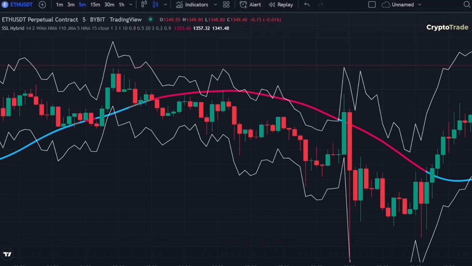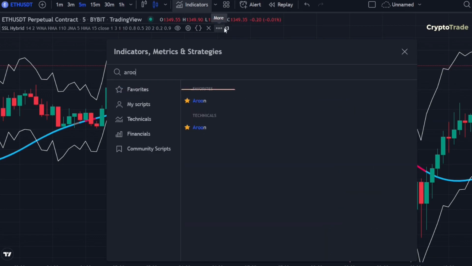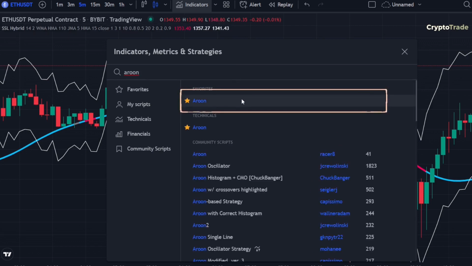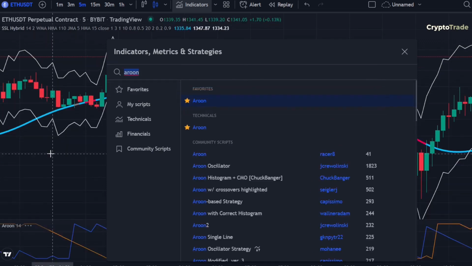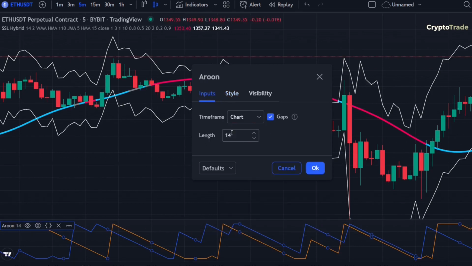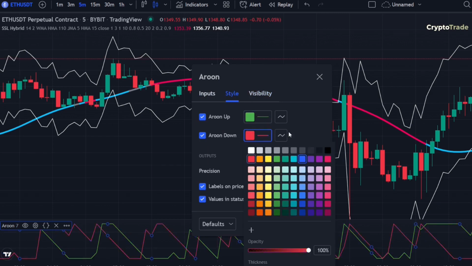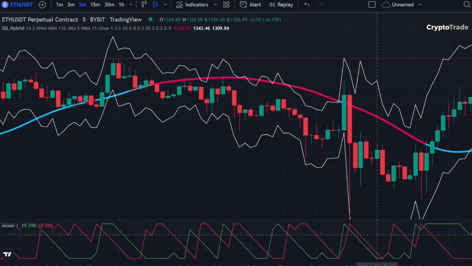To add the second indicator to the chart, open the indicator search bar in TradingView and type AROON. Select this indicator, as shown here in the video. Click on Settings and in the Inputs tab, change the length to 7. In the Style tab, change the color of the first box to green and the color of the second one to red. Click OK to finish.